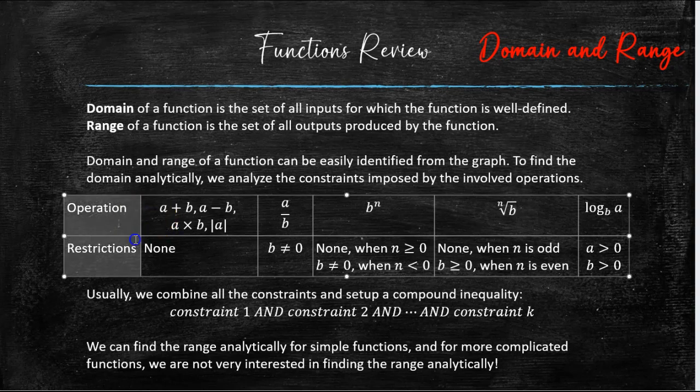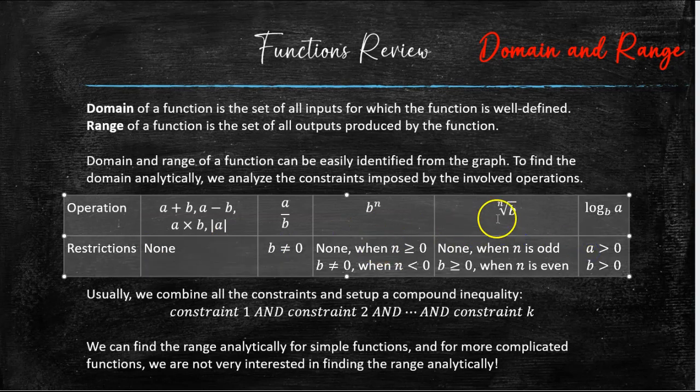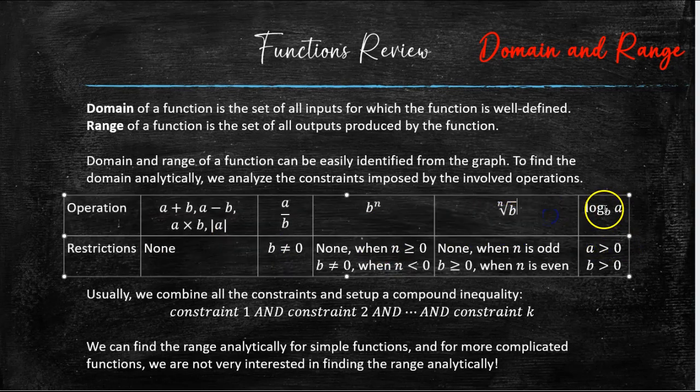So here's the list of operations and restrictions. You should know that in the logarithm expression, the input has to be positive and the base has to be positive. We don't put negative numbers inside of the even indexed radical, and the base cannot be zero in the exponential expression with the negative exponent, because negative exponent means division, and we don't divide by 0, as we know from arithmetic. Now, operations like addition, subtraction, multiplication, and absolute value do not have any restrictions.